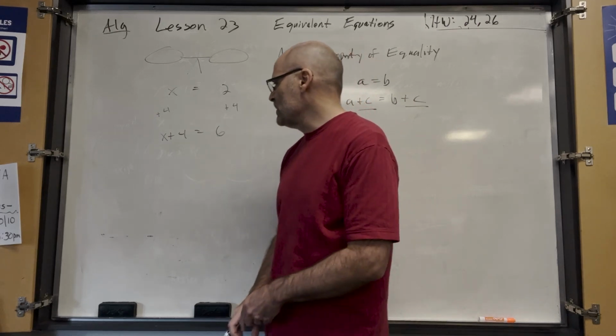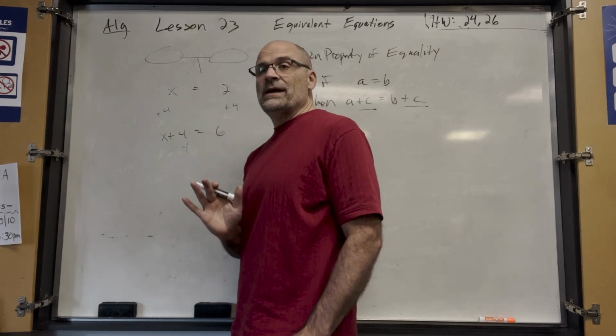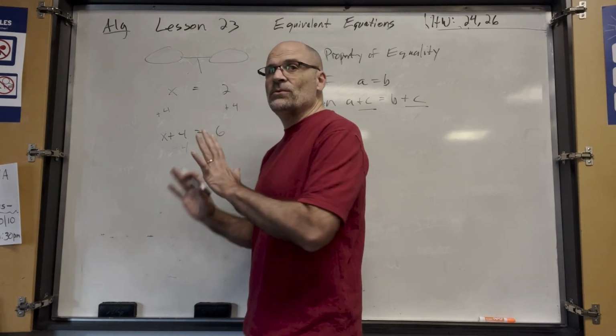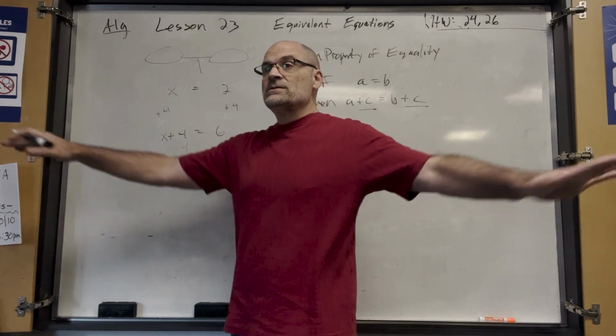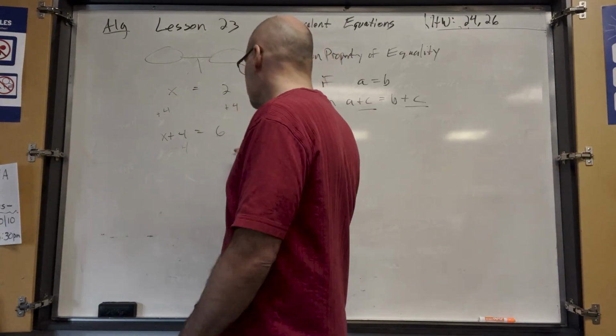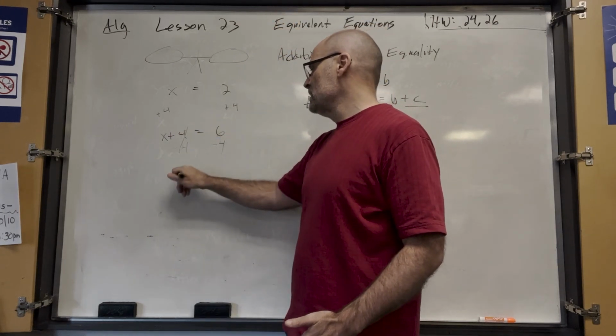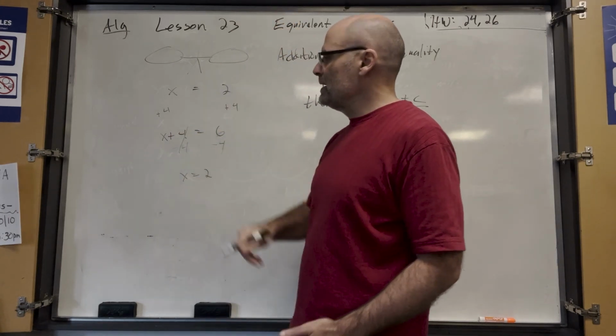All right, so here's what we're gonna do. I feel like this is a military now. Like that, and he's out. Okay, but you gotta hide your tracks. No one can know that you just took out 4. So if you took out 4, your balance scale is gonna look like this, and everyone's gonna notice. So do the same thing over here. All right, whatever you do to one side, do to the other. X equals 2, right?